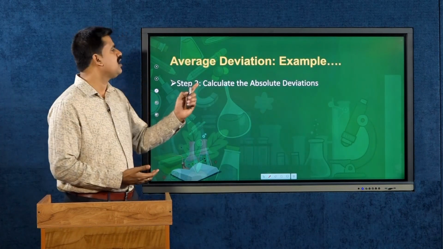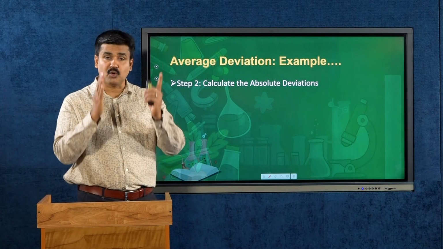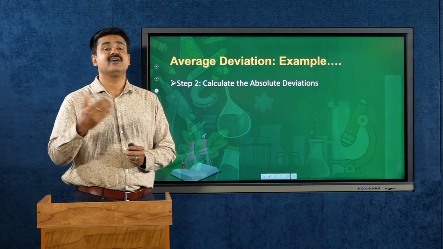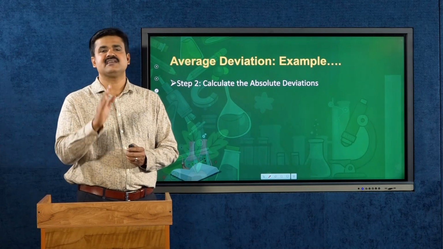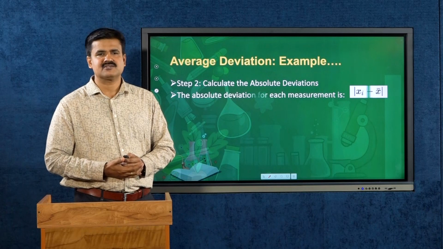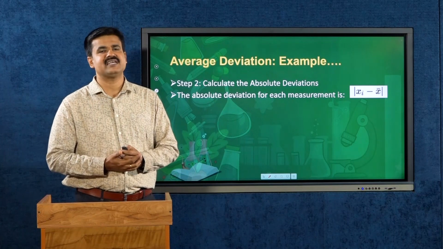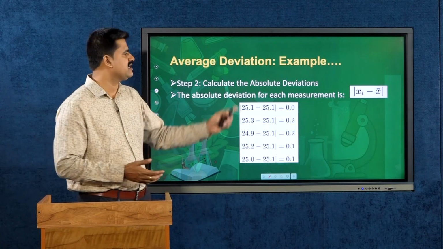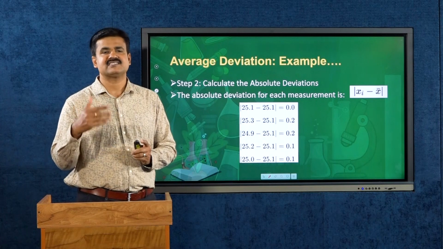In the second step, you have to calculate the absolute deviation. I mentioned previously that absolute deviation is the modulus of the difference between an individual measurement and the average or mean. The mean value is 25.1, so you have to take the difference between each individual measurement and the mean and take its modulus. You can calculate absolute deviation using the expression modulus of xi minus x bar, and on calculating the absolute deviation for the 5 measurements, you will get data like this: 25.1 minus 25.1. The second 25.1 is the x bar, that is the mean. The first 25.1 is the individual measurement.